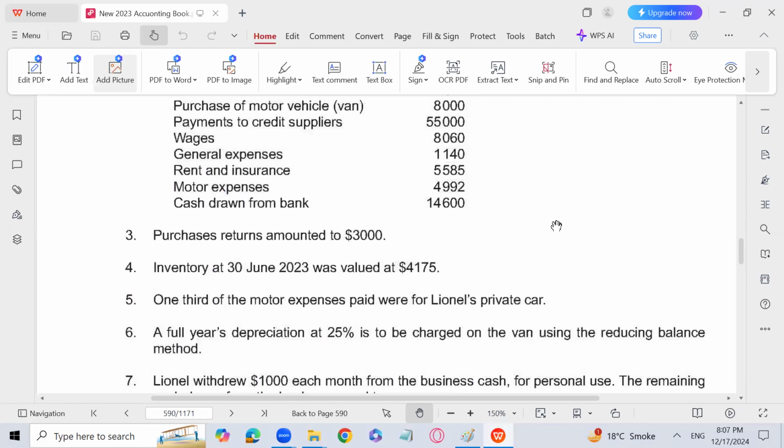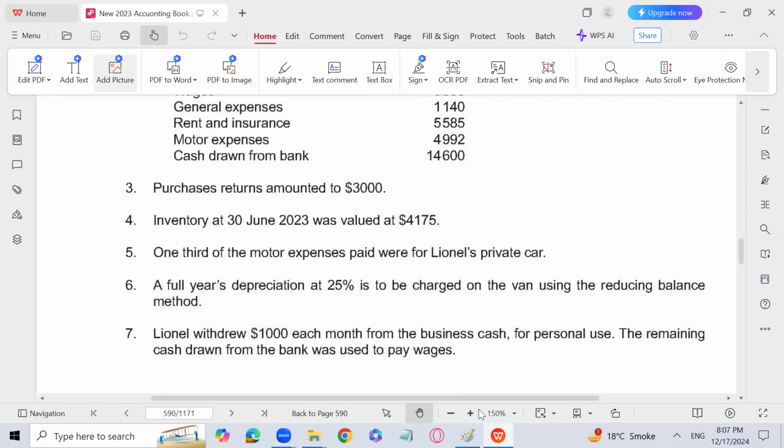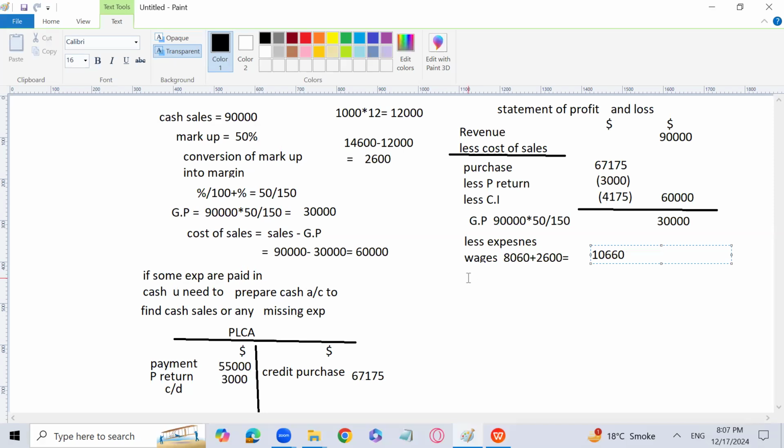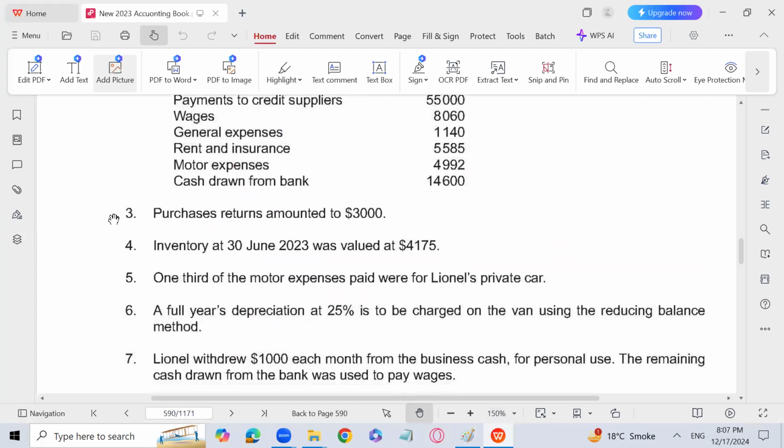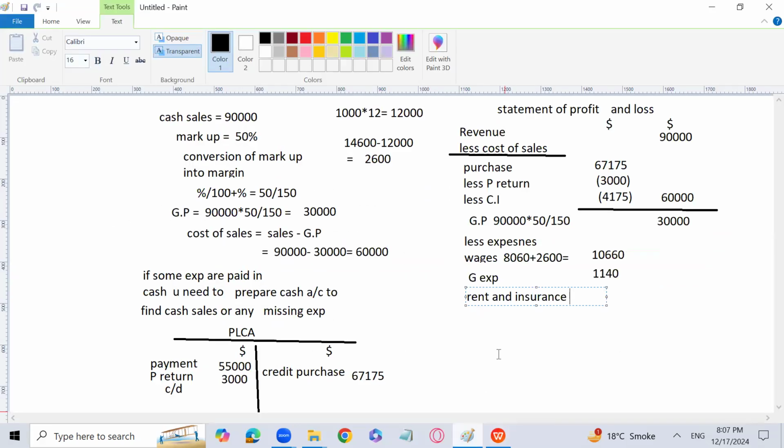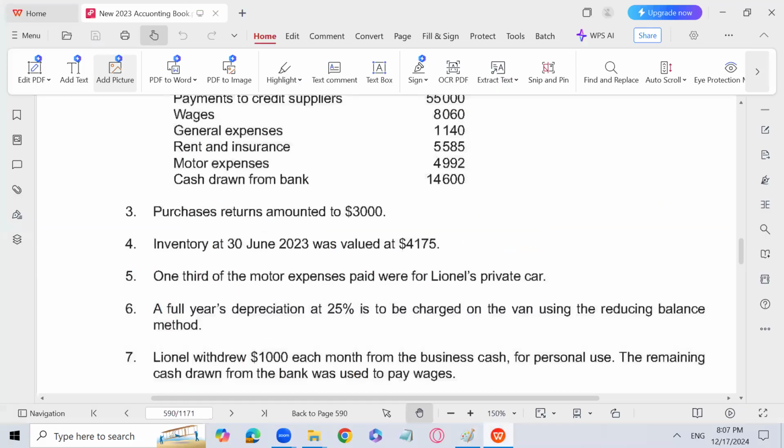But then general expenses, 1,140. I will write here general expenses, that is 1,140. Then rent and insurance is going to be the expenses. If you just look at the question, for rent and insurance, 5,585 is going to be the amount. So I will write here 5,585.